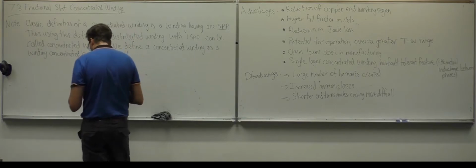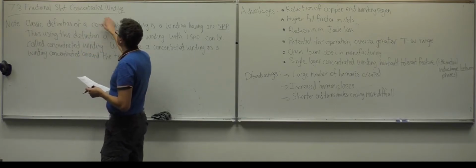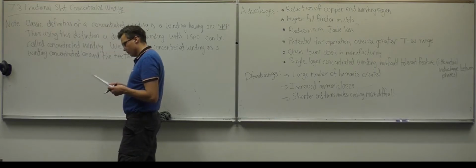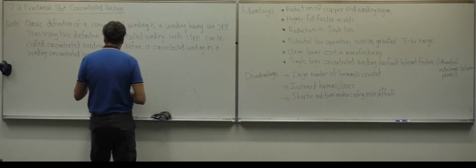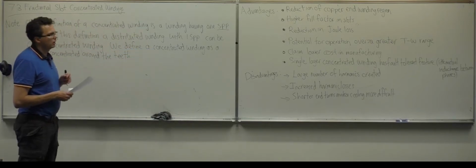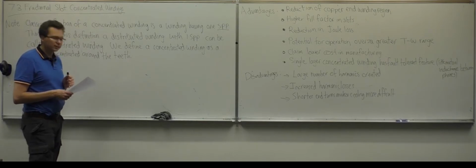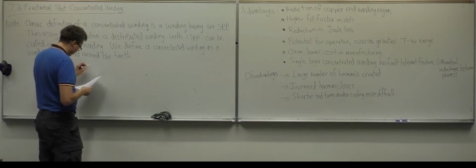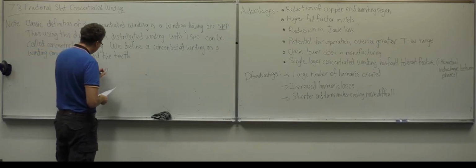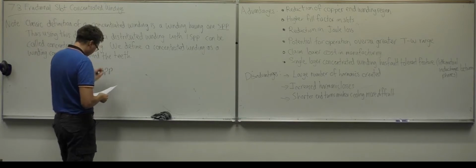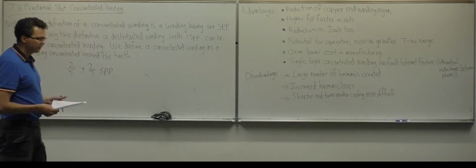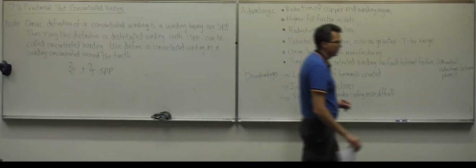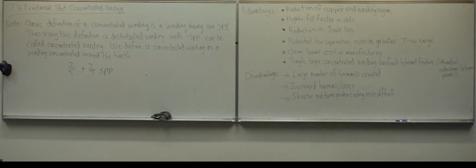Okay? So the fractional slot concentrated winding means that what we'll end up with often is something that has a lower than one slot per pole per phase. For example, we could have two over five or two over seven slots per pole per phase. So let's see what that means. How can you have less than one slot per pole per phase?